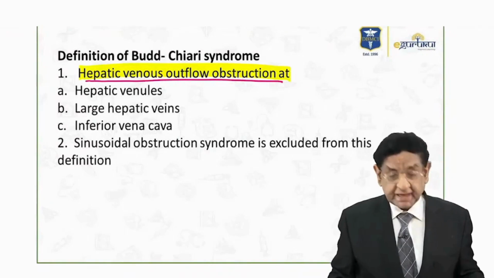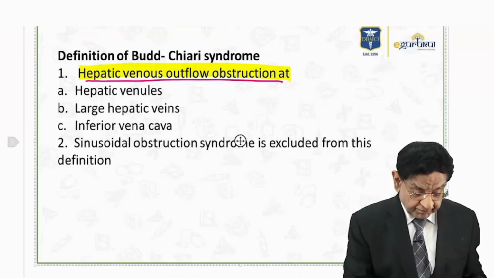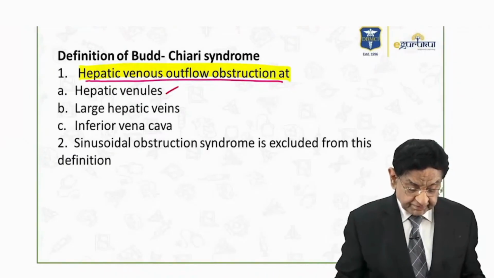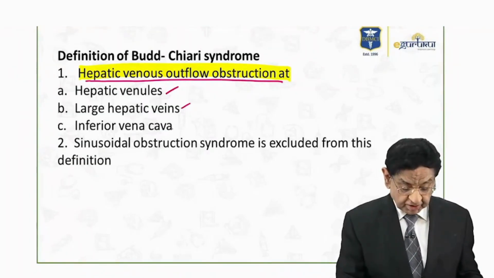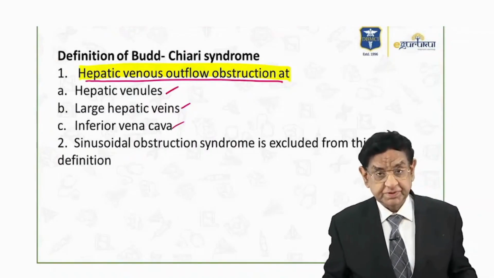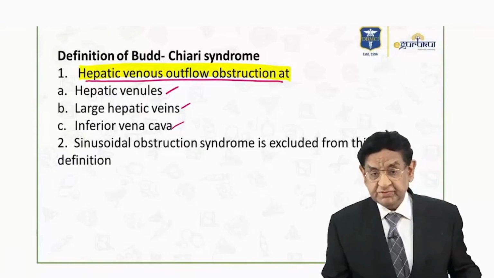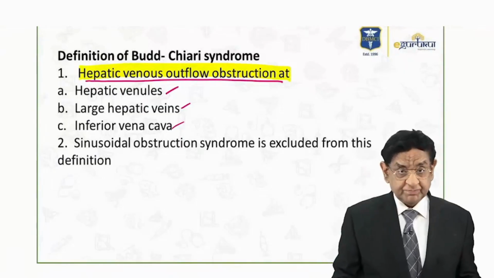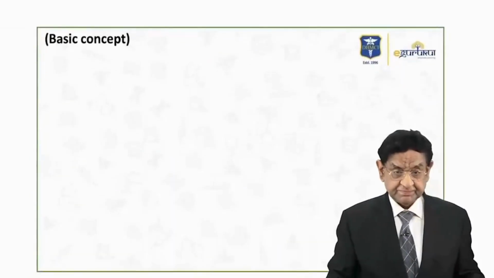Now this problem can happen at what place? The problem can happen at the level of hepatic venules, large hepatic veins or inferior vena cava. Okay. Now this you will not understand unless we know the basic concept. So let's learn the basic concept.